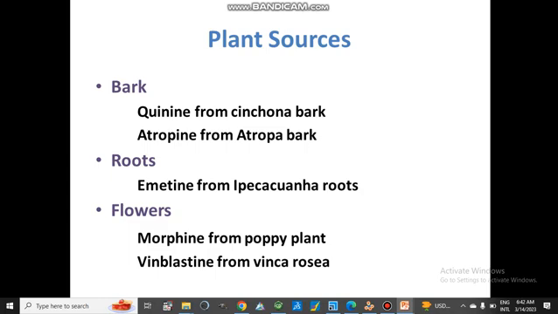From bark, there is a well-known drug, quinine, from cinchona bark, and atropine from atropa bark. If we take examples of roots, we obtain emetine from Ipecacuanha roots, and from flowers, morphine from the poppy plant.